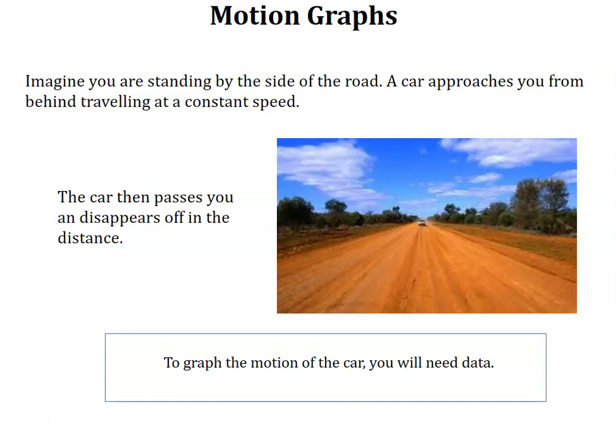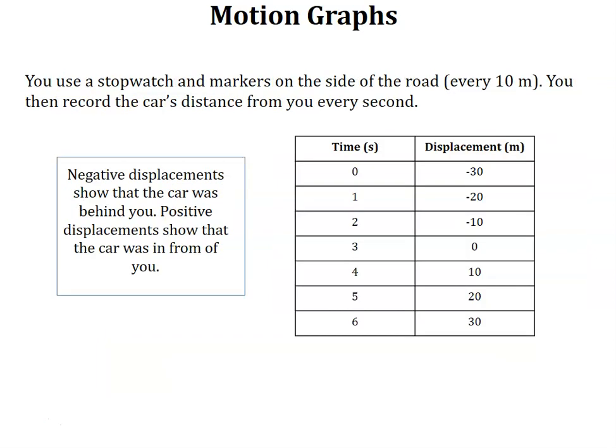So let's start by imagining you're standing on the side of the road and a car approaches you from behind, traveling at a constant speed. The car then passes you and disappears off into the distance. To graph the motion of the car, you have to start with data. So you're going to use a stopwatch and markers on the side of the road every 10 meters. You then record the car's distance from you at every second.